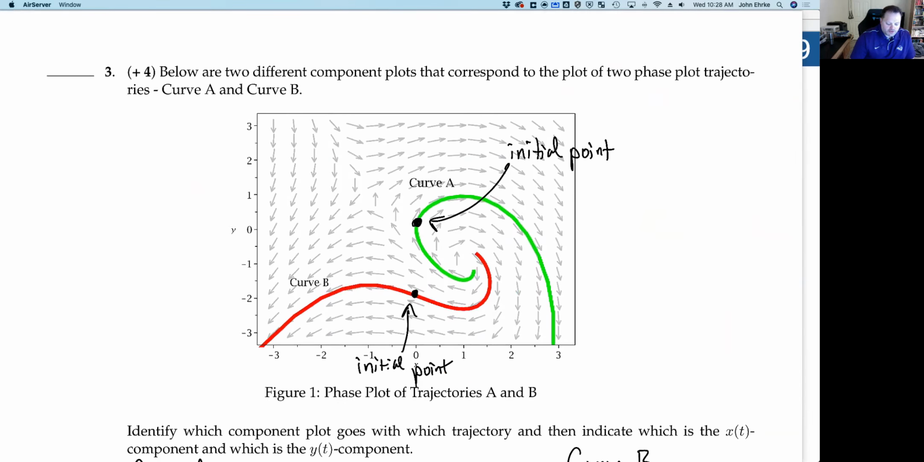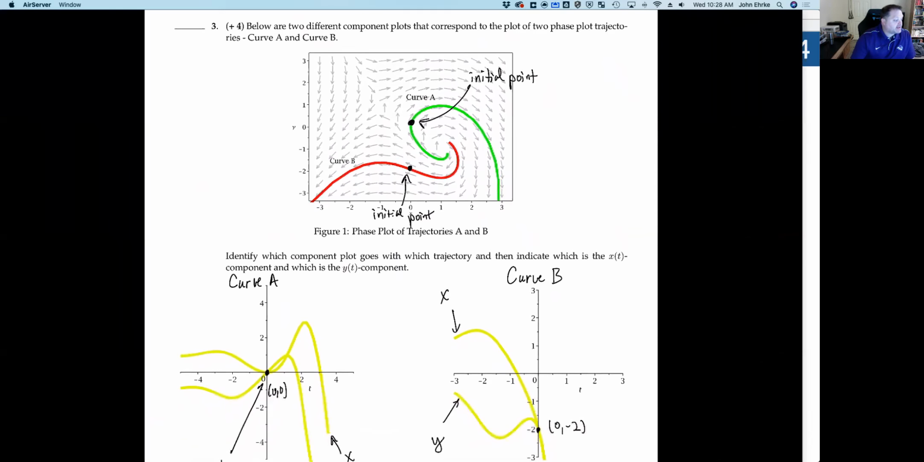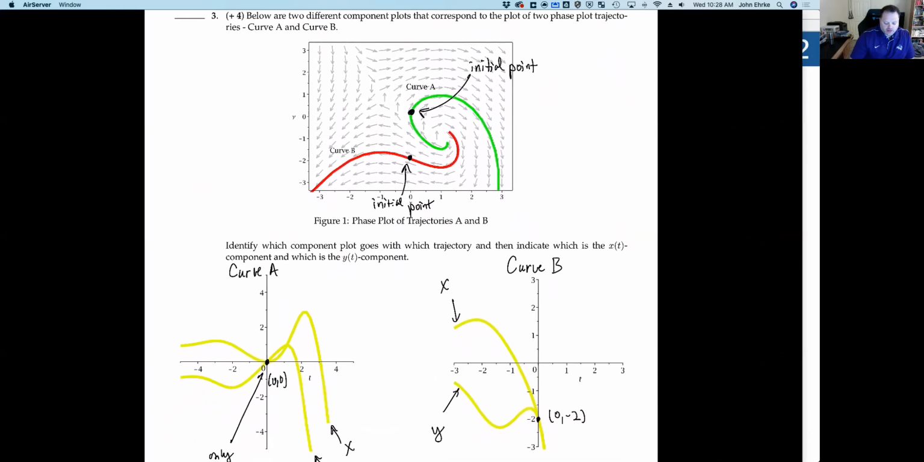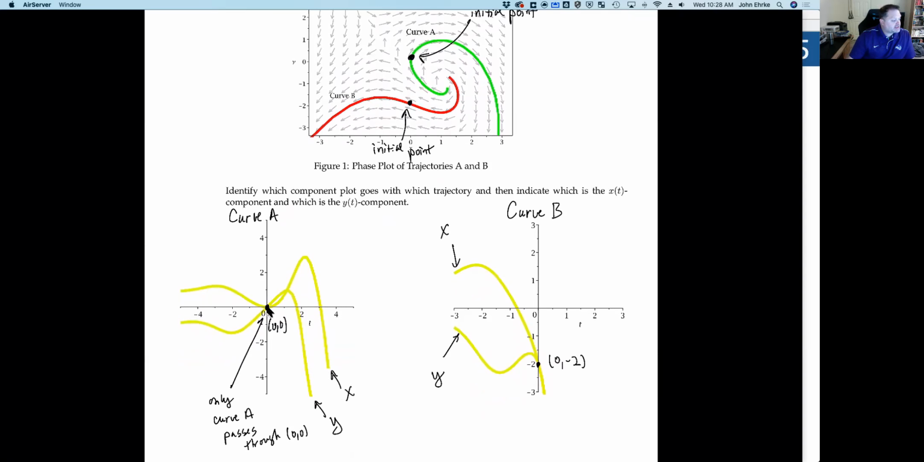All right, on to problem number 3. In this problem, you were tasked with looking at a phase portrait here. So this is a phase plot of a system, and you were asked to connect it with component plots. So which one goes with which? Well, I'm just going to point out a couple of ways I think about this. You could have thought about it slightly differently, but let's start with curve A, or this component plot. You can see that both the X and Y components, though I don't know which one's X and which one's Y yet, both pass through the origin.